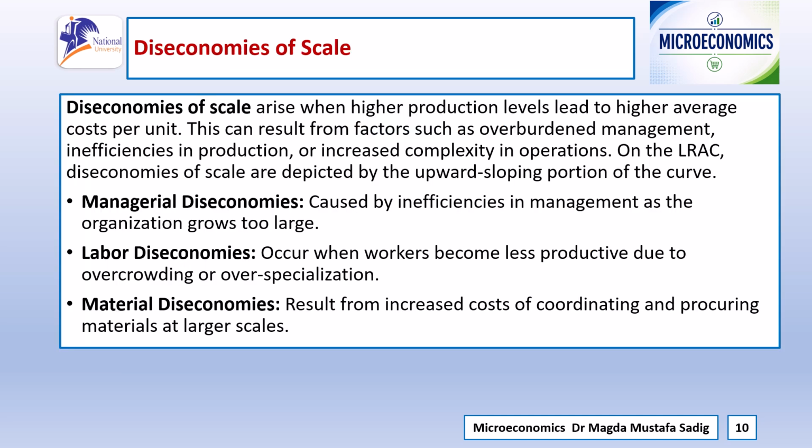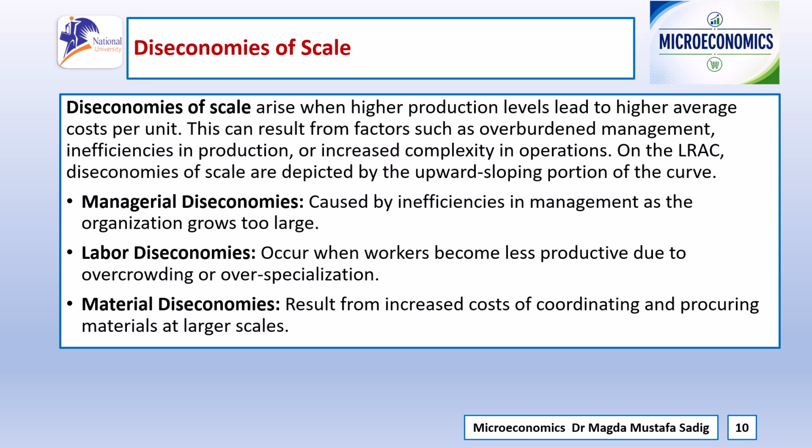Now let us examine why costs begin increasing. Diseconomies of scale happen when firms become too large. Growth begins creating inefficiency. There are several reasons. Managerial diseconomies. Managers struggle to supervise large organizations. Decision-making slows. Communication becomes more difficult.